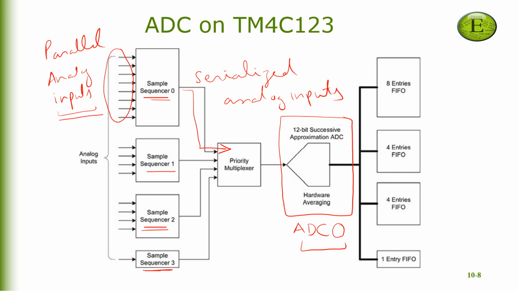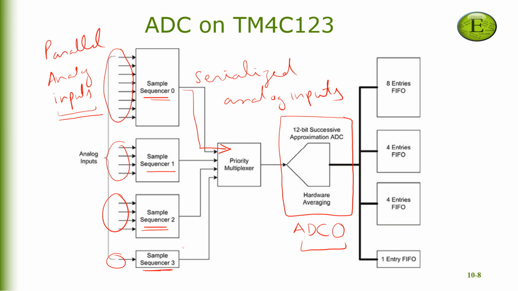So there are in total 4 sample sequencers, and 2 of them have 4 inputs, sample sequencer 1 and 2. One of them has just 1 input. So if our application is very simple, requiring only a single channel, we might just want to use sample sequencer number 3, and we shall discuss in detail how to activate or deactivate a sample sequencer. And then obviously sample sequencer number 0 is the largest one. It has 8 analog inputs.